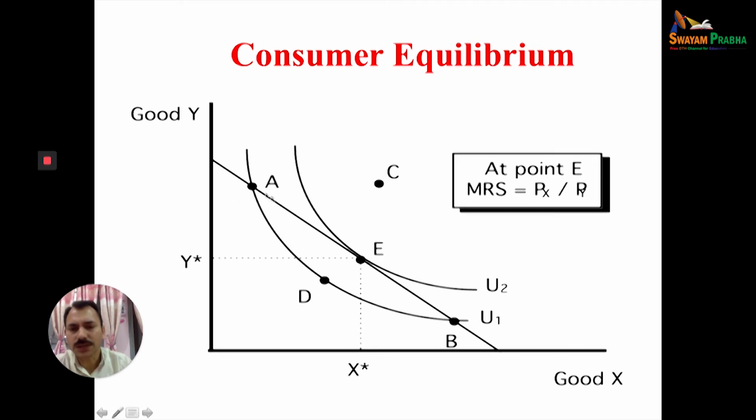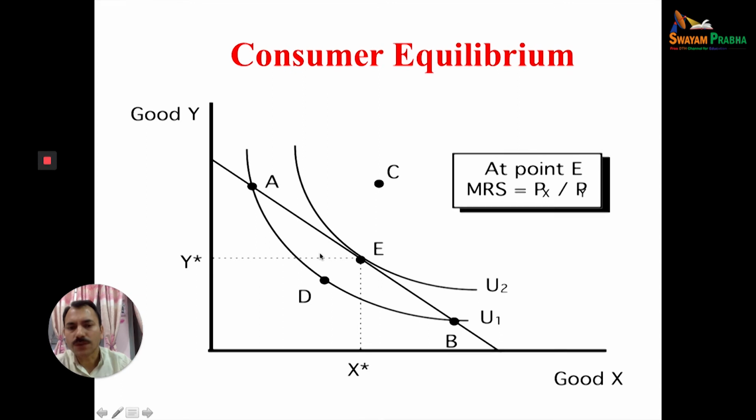It means the consumer can purchase any combination of goods only on this budget line. Any combination beyond this budget line, for example C, D or some more, is not attainable because it is beyond the capacity of the consumer. But when he purchases any combination on this line, the consumer is rational and utilizing his full resources. Less than this budget line means underutilization, under capacity.